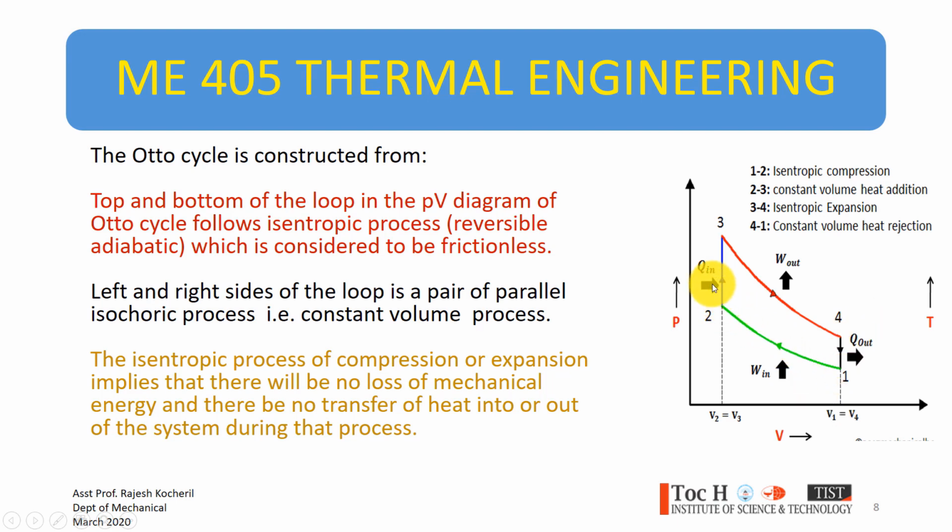In 2 to 3, heat addition takes place at constant volume, whereas in 4 to 1, heat rejection takes place at constant volume. So in this case you can say that V1, the volume at 1, and the volume at 4 are the same, so V1 is equal to V4 and V2 is equal to V3. These terminologies are required when we do numericals on the Otto cycle.